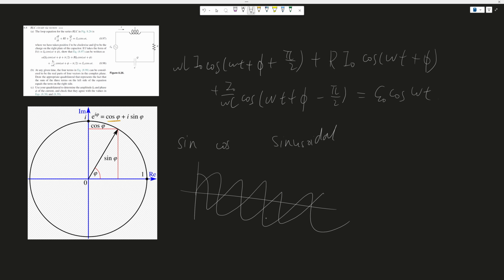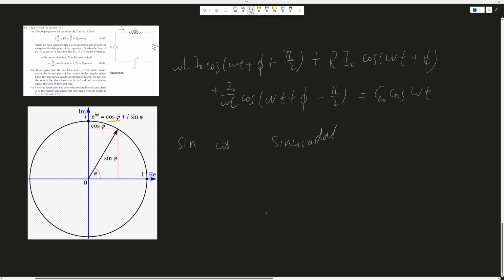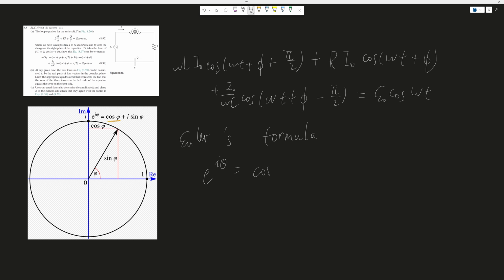And so it would be really nice if we can represent them as just vectors. And then we can do sums and subtractions, which is much, much easier than using sinusoidal graphs. So how can we do that? Well, there's this formula called Euler's formula. It is extremely useful here. It basically says that e to the power of i theta equals cosine theta plus i sine theta. So i represents the imaginary unit.